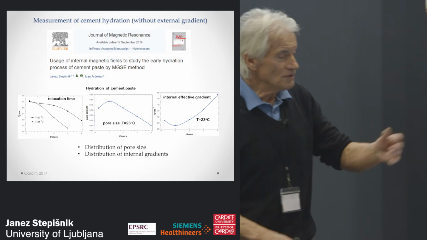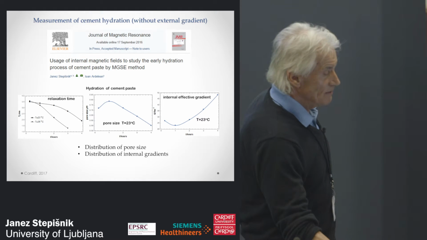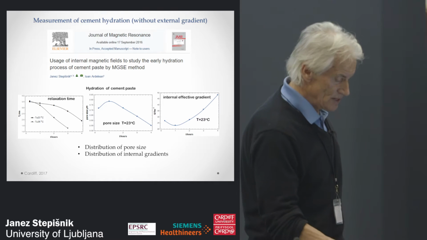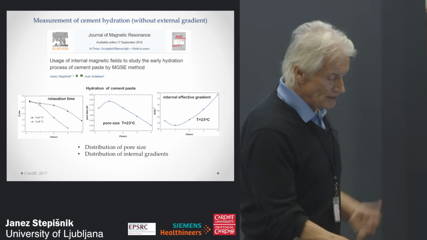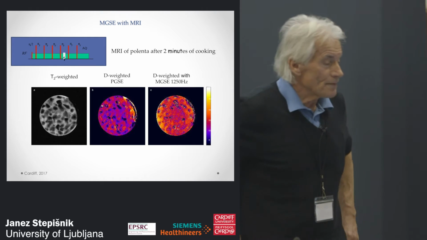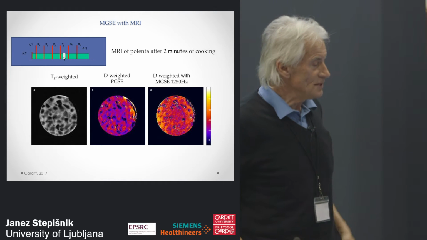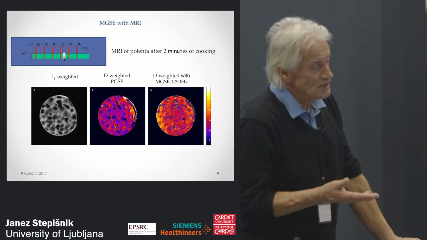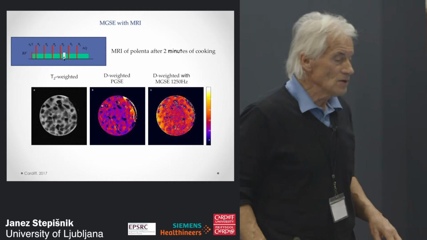And we apply these techniques to the early hydration process of cement paste. We can see how the pore size is changing with time, how the internal gradient is changing, and the relaxation time. So it means this method also makes it possible to measure with the use of internal fields. And this is an example of how to apply these techniques for imaging. It is polenta, polenta cooking up to 2 minutes. T2 weighted, diffusion weighted with the PGSE and with these techniques. We use 100 hertz and 1 kilohertz, something like that.